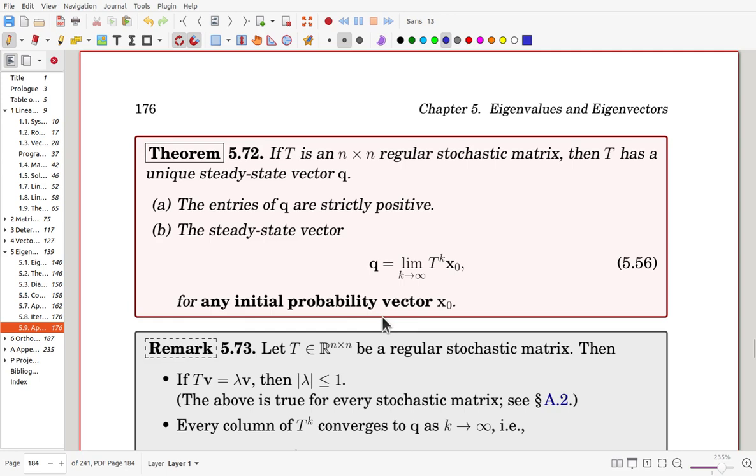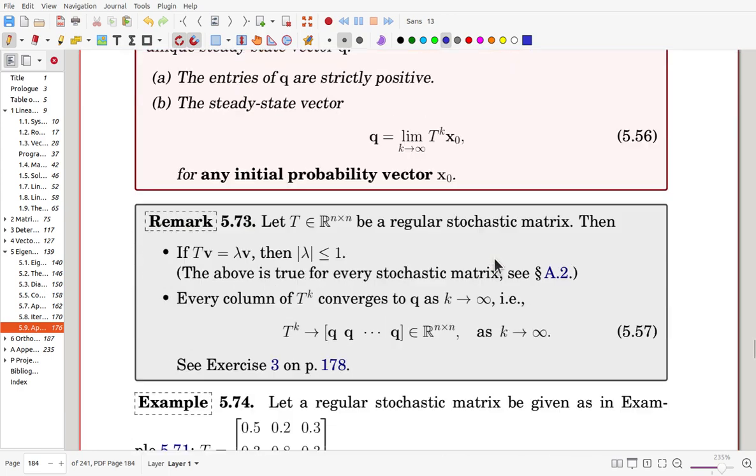Start from any initial probability vector. That means that any choice is okay as long as the entries of x0 are non-negative and the sum is 1. Then, starting from that, by using the power method we can get the steady state vector.